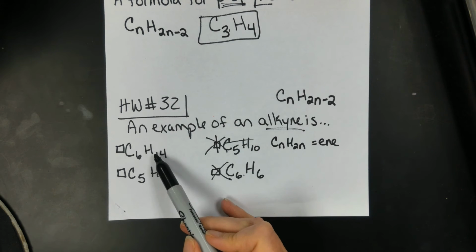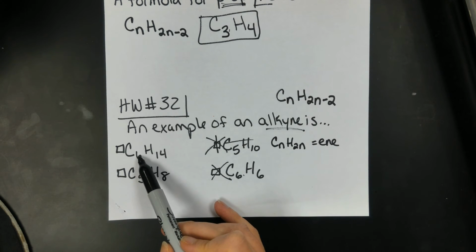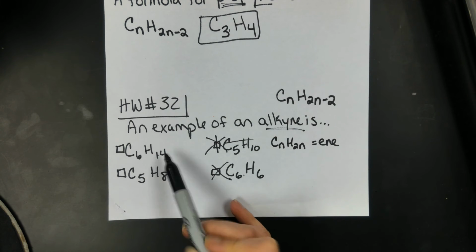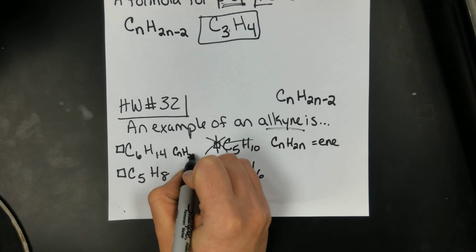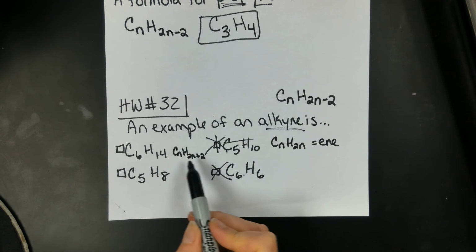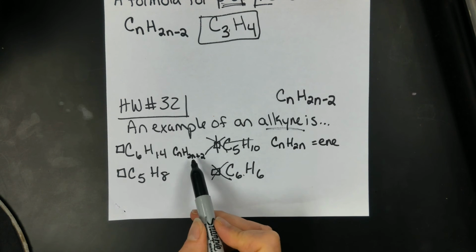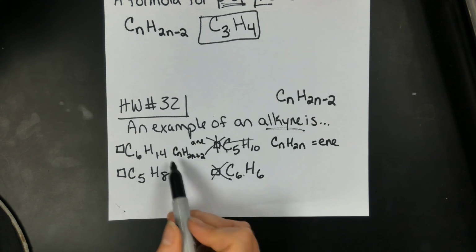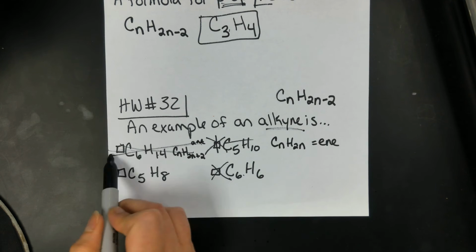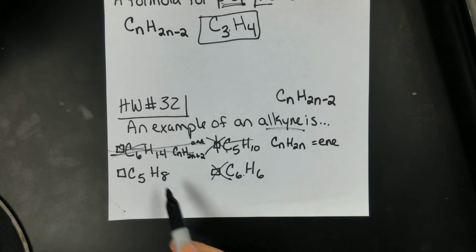How about this compound? This is adhering to the formula of Cn, and what is 14 in relation to 6? It's 2 times 6 plus 2. So it's CnH2n plus 2, isn't it? It's following that formula. And that is ane. So is that an alkyne? No, that's an alkane. So here's our last hope.